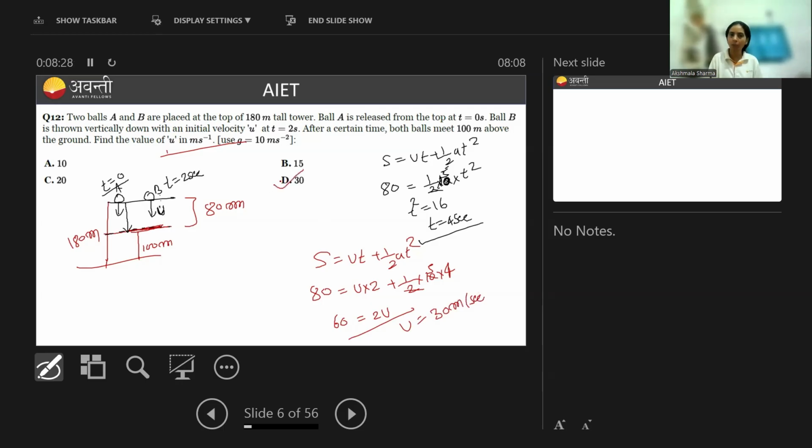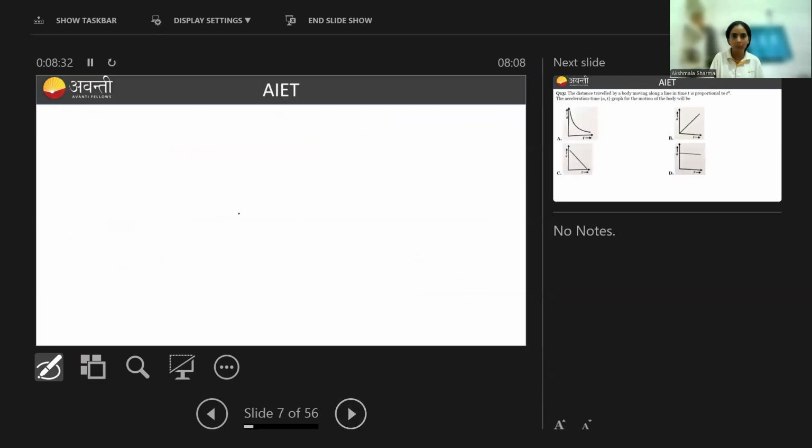Its correct answer is what? D. Actually, I thought it is C, but no, it's D. So answer is what? D. By mistake, I wrote the answer as C. That is why I told you to recheck it.